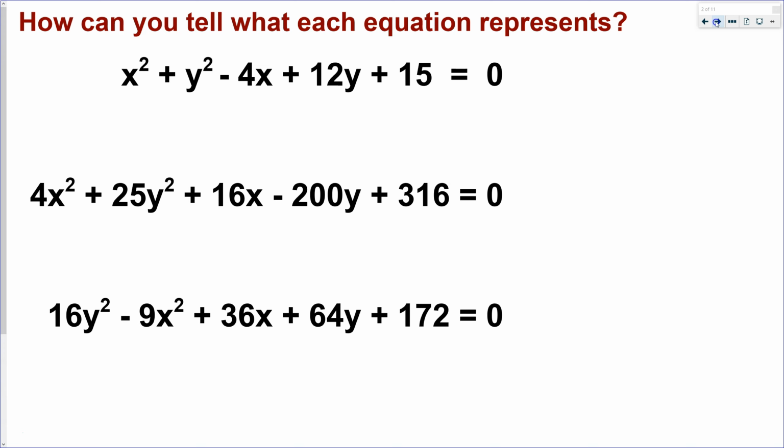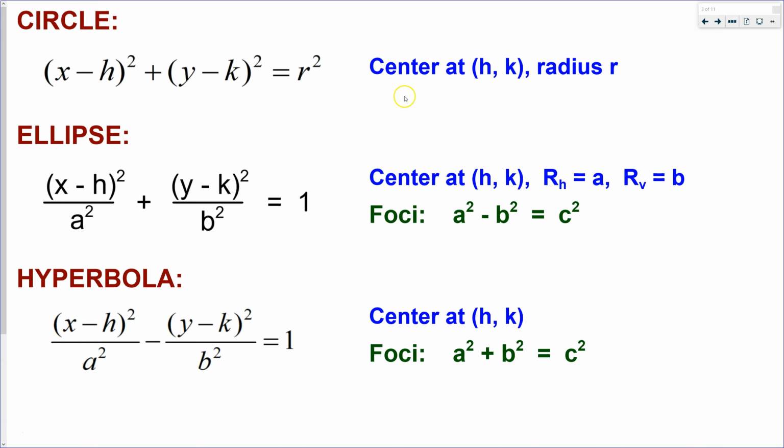So I want to remind you of the standard form equations. A circle has this x minus h squared and a y minus k, where h, k is the center, and then you've got your radius squared. The other two equations have a 1 outside to the right, and they only differ by a plus or a minus sign in between. This minus sign, or this negative that is involved with this formula, is going to be the indicator that it's a hyperbola.